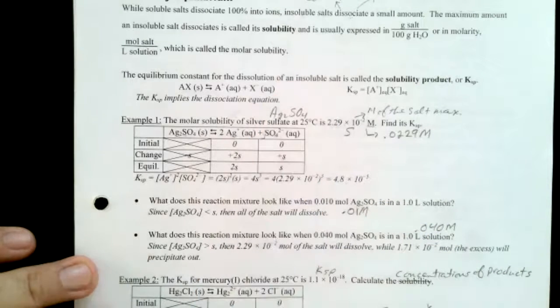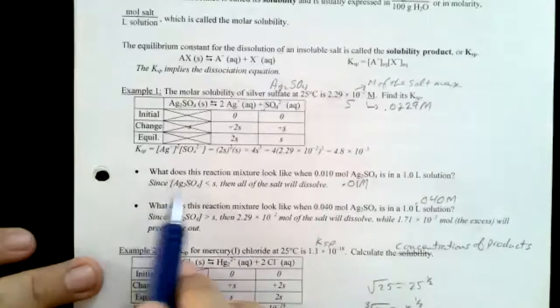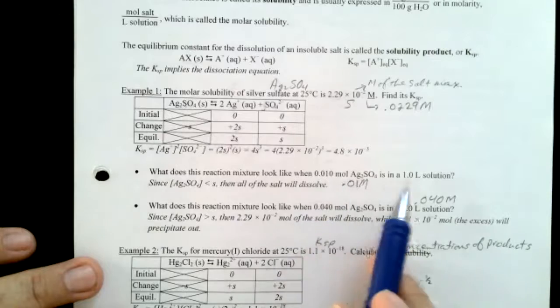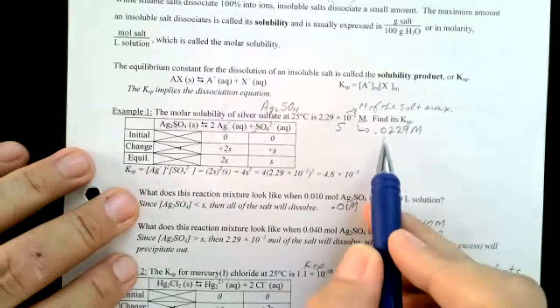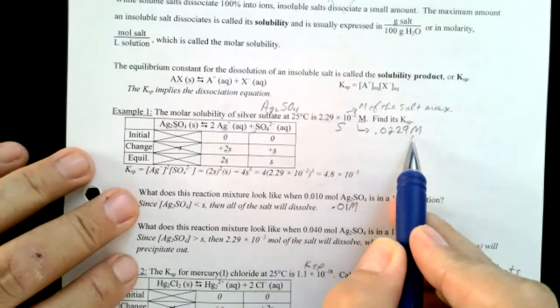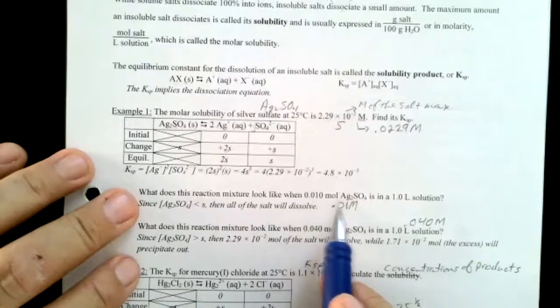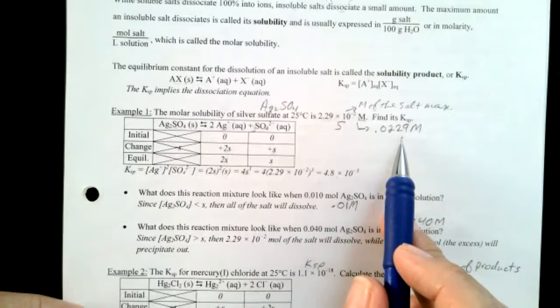But you could dissolve less. What does this reaction mixture look like when 0.01 moles is in a 1 liter solution? Well, what's the max moles you can get in 1 liter? 0.0229, right? Per 1 liter? Yeah. So if you dump in 0.01 moles in 1 liter, what happens? Well, you don't achieve the max. It all dissolves, right? I mean, you might have to stir it a while or whatever.